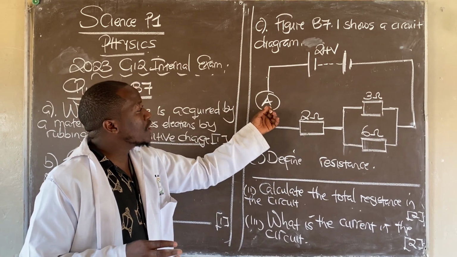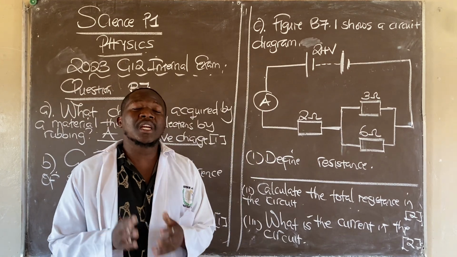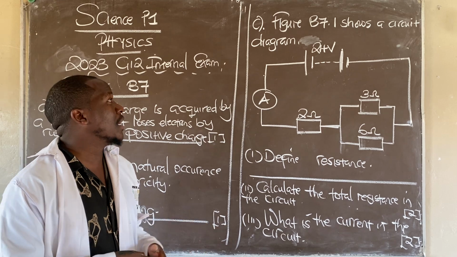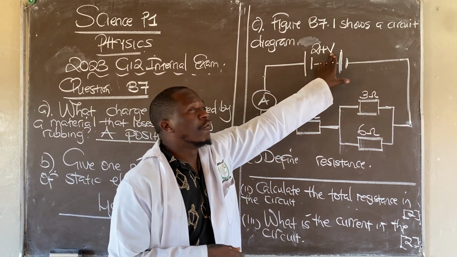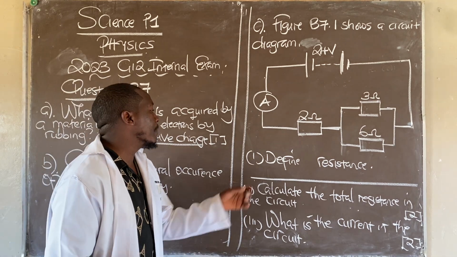And this one, which is an A, refers to an ammeter, an instrument in an electric circuit that measures the movement or the flow of current. And then for 24 volts, we're talking about the voltage measured by a voltmeter.